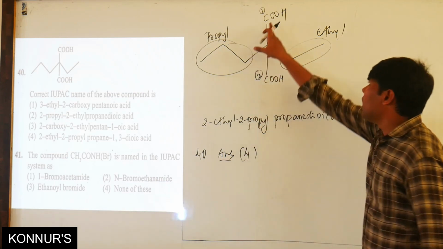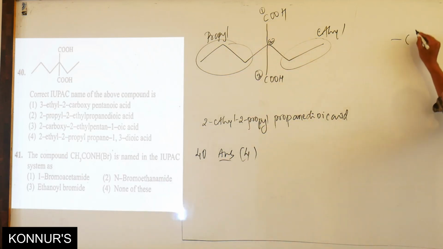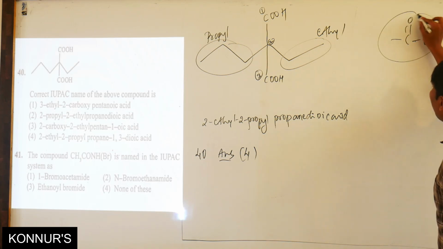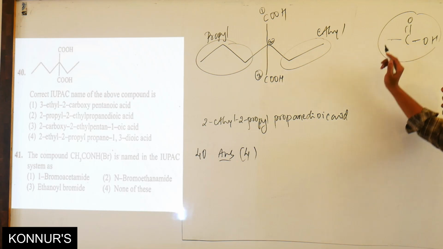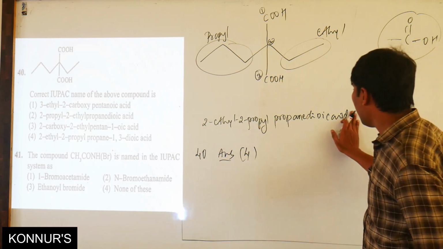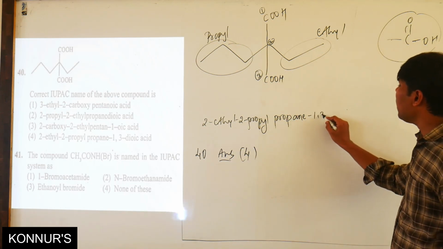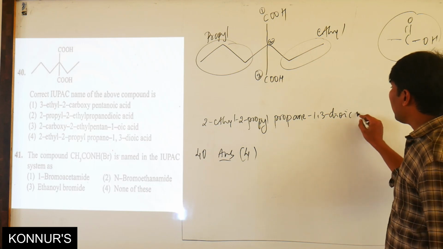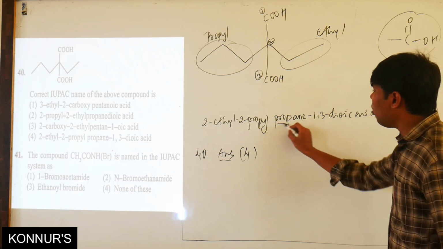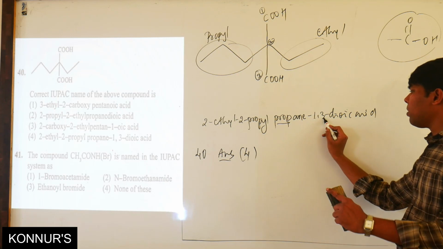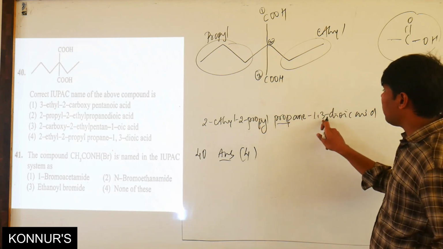We can name carboxylic acids like this always. Carboxylic acid contains 3 valencies balanced in the functional group only. It is always present at the terminal. We can name it like 1,3-dioic acid also, because prop contains 3 carbons. So on first carbon and third carbon, first carbon and third carbon, terminal.